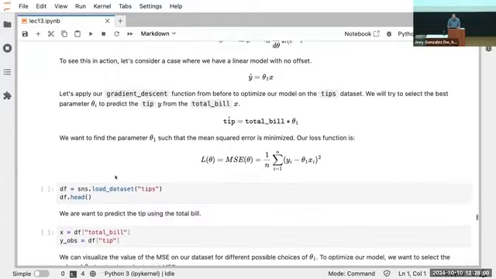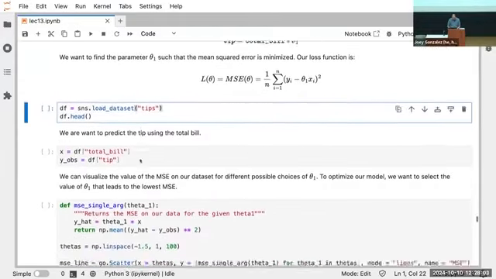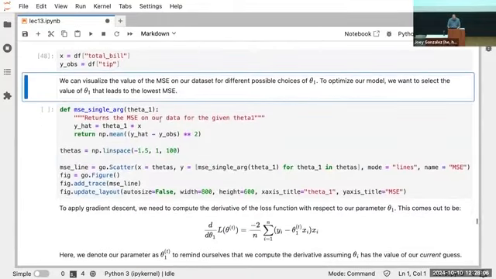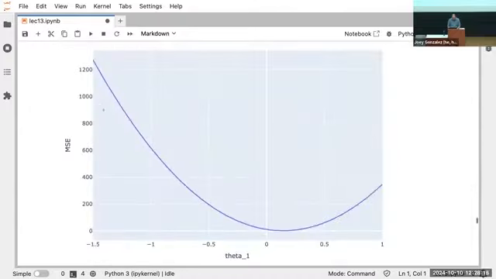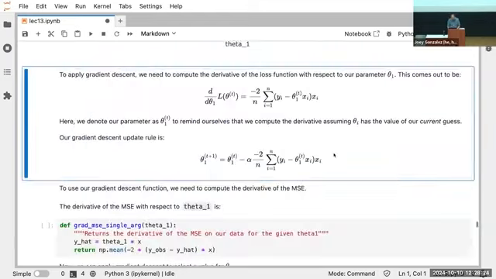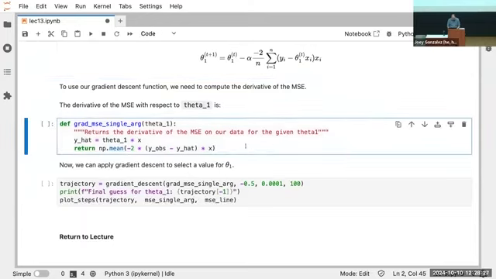Okay. So my 1D model. I'm trying to predict the tip from the total bill. All right, so here's my loss surface. And remember, every point on this axis here is a model for me. This curve here is the error I get from that model. Here's the gradient, and we derived this in the slide as the mean of negative 2 times this thing times x. My y hat was this theta 1 times x from before.